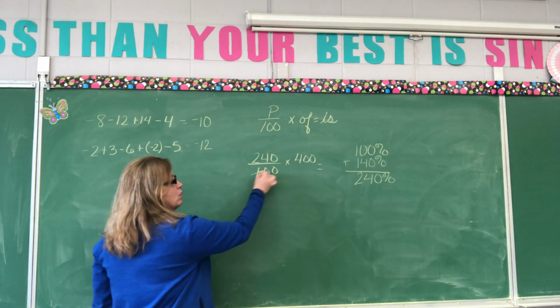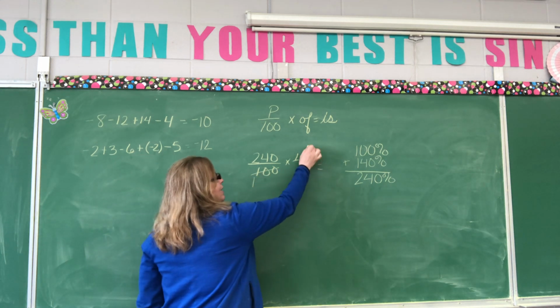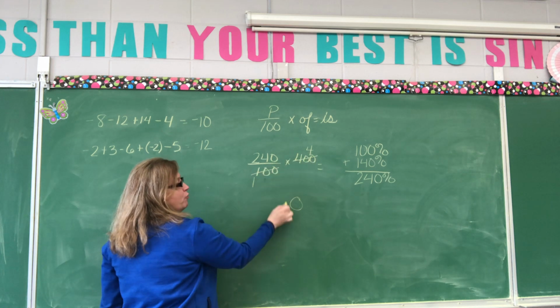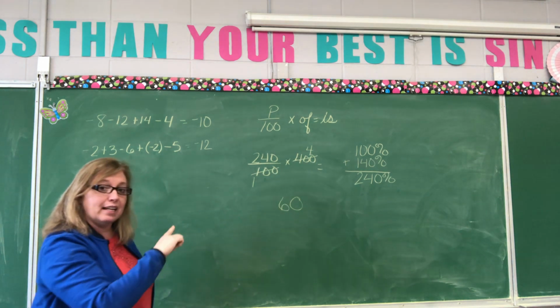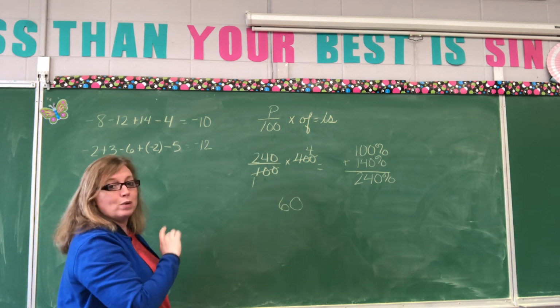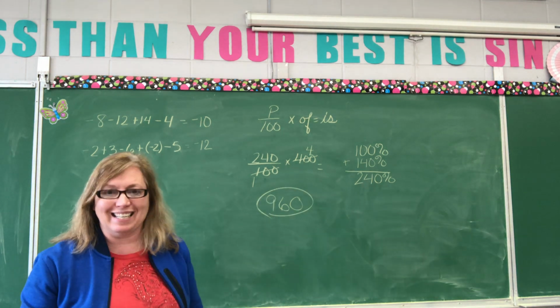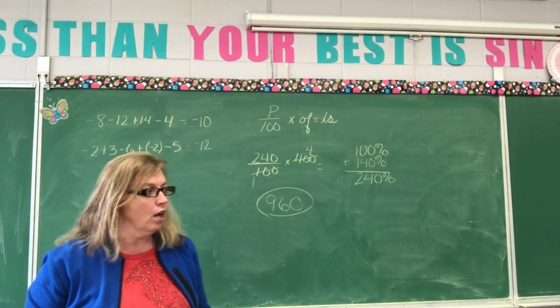Okay, we're going to cancel this out and put a 1, making this a 4. 4 times 0 is 0. 4 times 4 is 16. Put our 6 down and carry the 1. 4 times 2 is 8, plus the 1 is 9. They now have 960 mice. Gross. Okay?